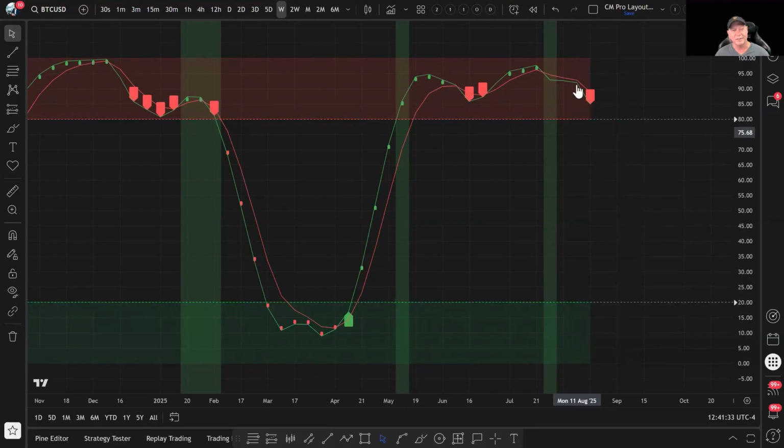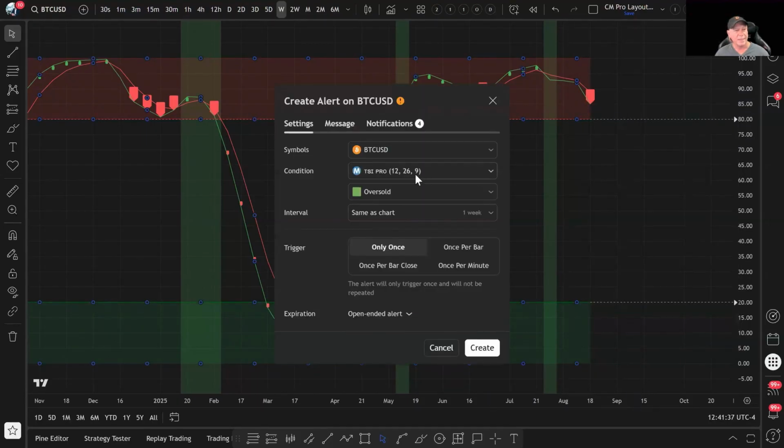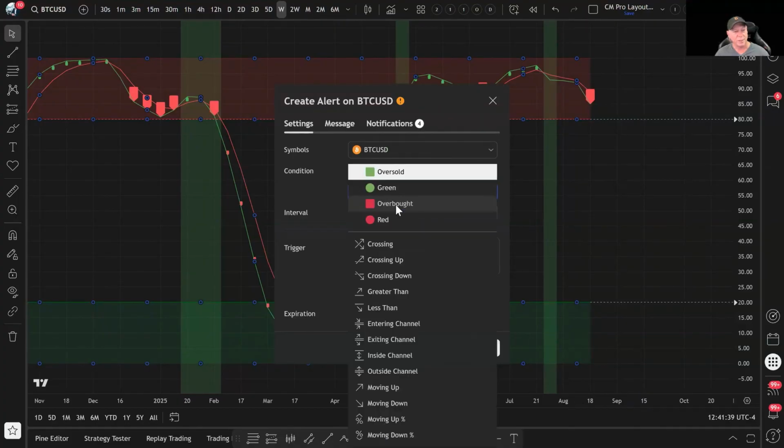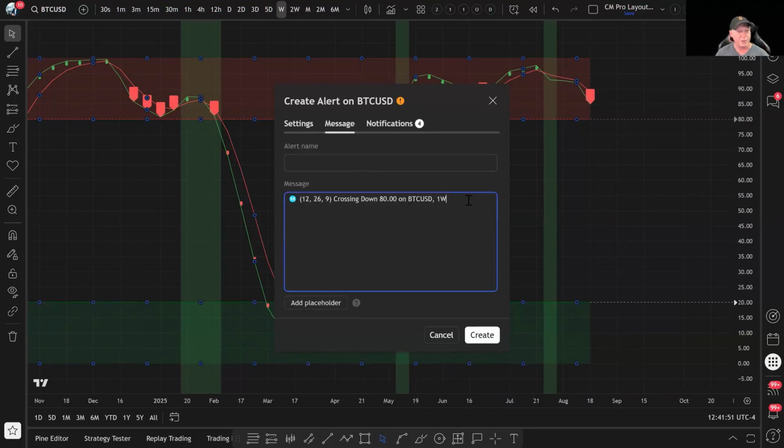But the nice thing about it is you can also set alerts on all of these indicators. To do that, you just right click and go add alert. In this case, I'm going to go to crossing down 80. These are those triggers that are pretty common: above 20 on the bullish side, below 80 on the bearish side. And on the message, I'll usually say bear alert. Keep it short there and hit create.